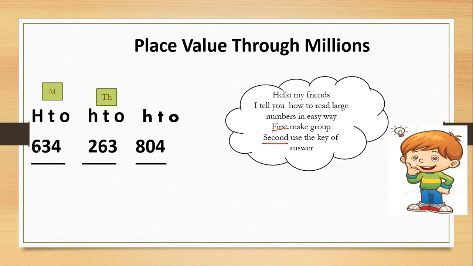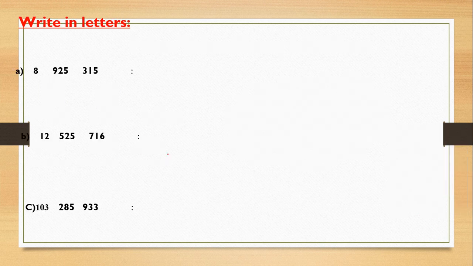So here it will be like that. 634,263,804. Let me say it again. We'll start from the left, okay? So you will say the number, then the place of this number. So this number is like that. 634,263,804. Okay?